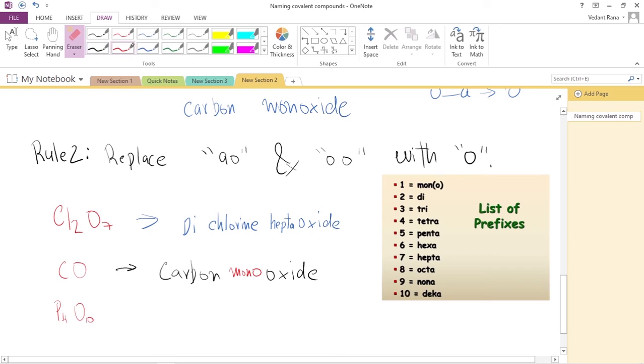Next is phosphorus, P4O10. This is a covalent compound. We write the name for the first element. So we write phosphorus. Here we write oxide.